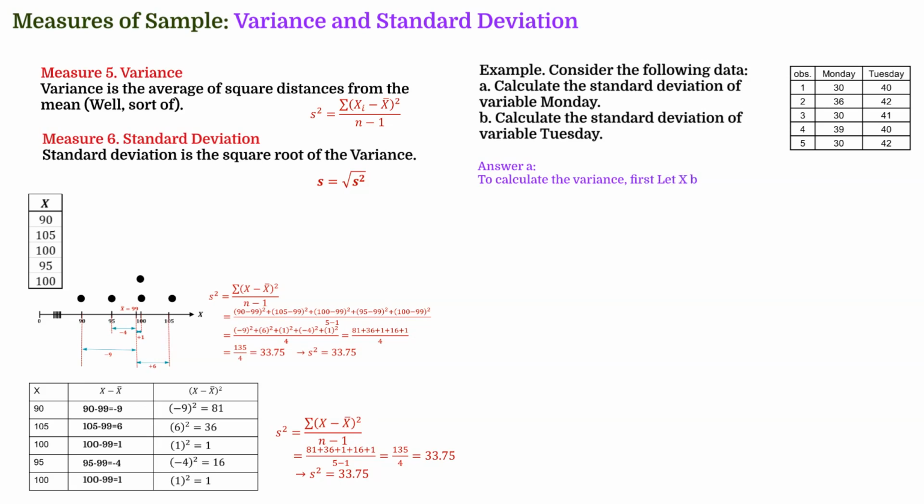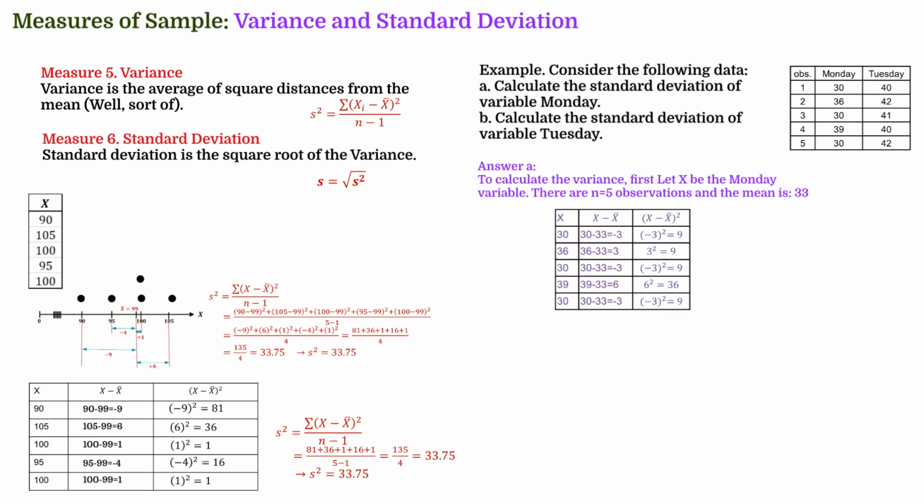Answer. To calculate the variance, first let x be the variable Monday. There are n equal to 5 observations, and the mean for Monday is 33. And here I go with the table. I have Monday: 30, 36, 30, 39, and 30. I subtract the mean from every one of these values in the second column.